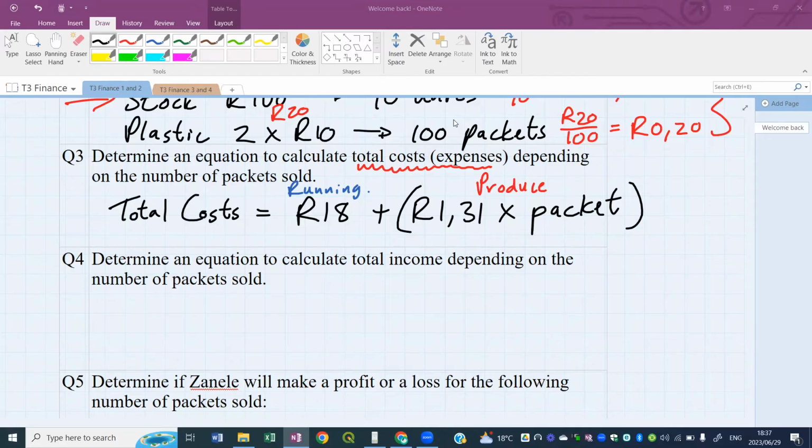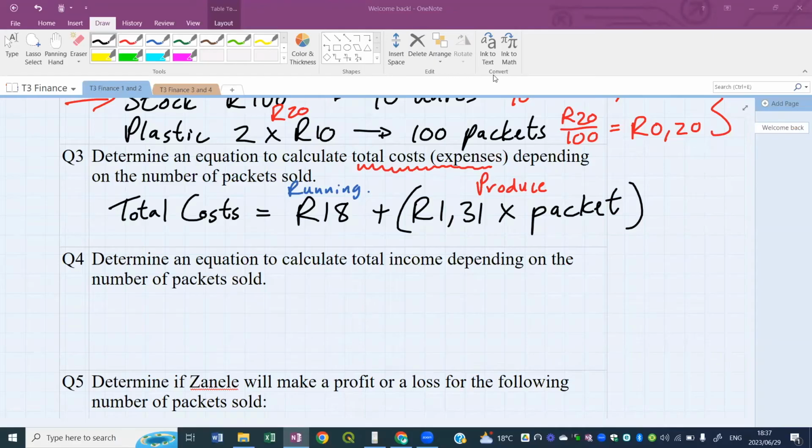All right. So Bumble there on the screen, if you guys can check the chat, to give an example: if you make 90 units, that's how much it'll cost you. It'll be 18 Rand for the taxi plus 1.31 times 90 units that's produced. That's a total cost of 135.90. All right, interesting. So if this young lady makes 90 units, it's going to cost her 135.90. Okay, excellent, Bumble. Thank you very much.